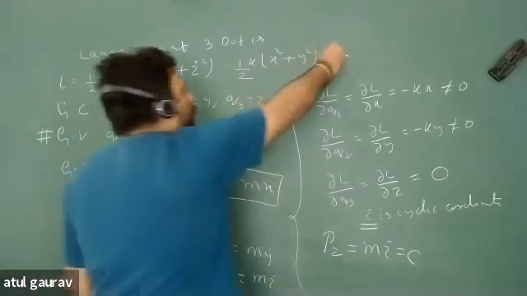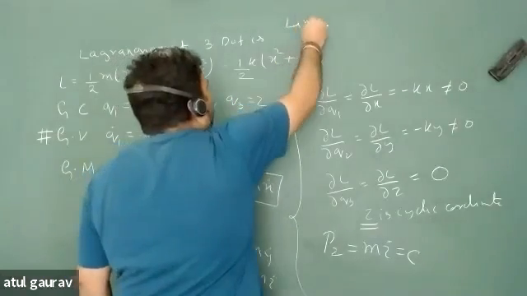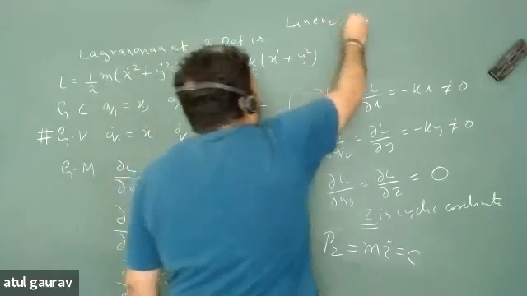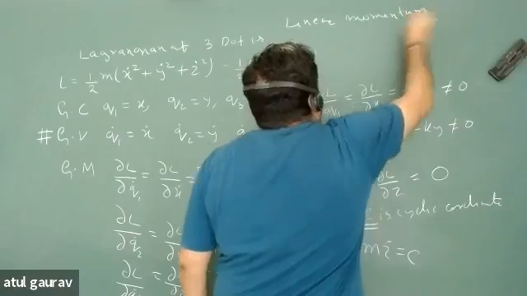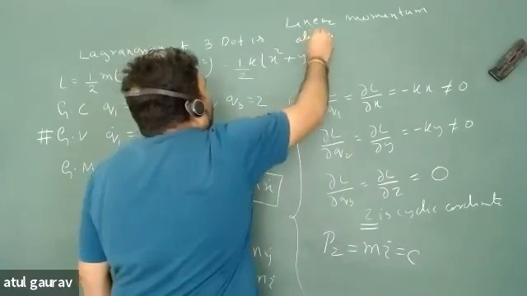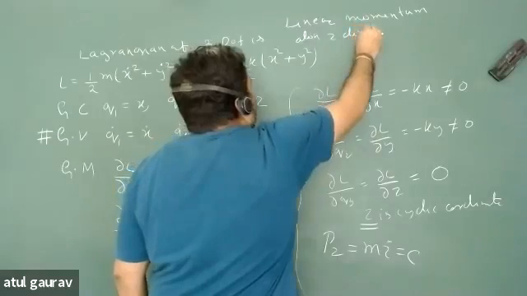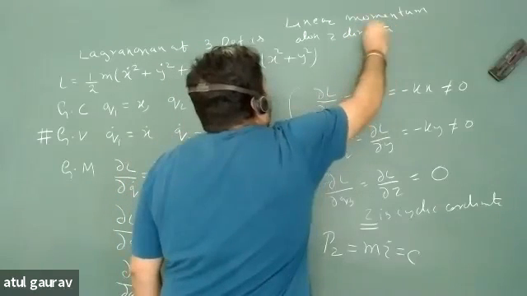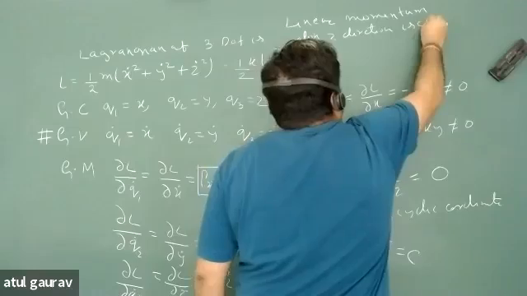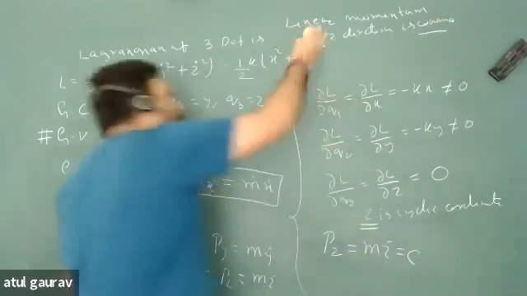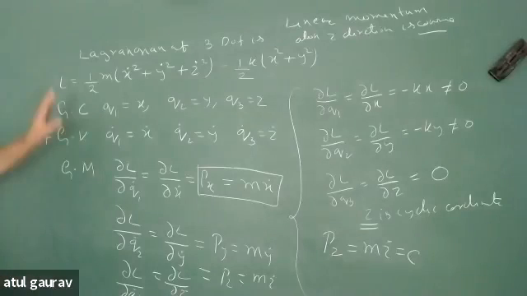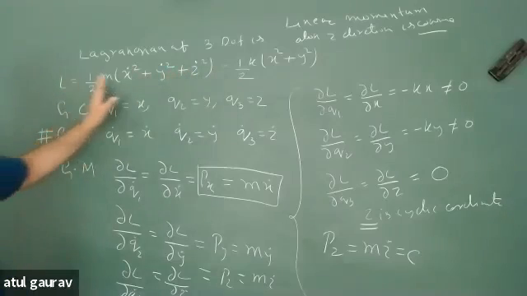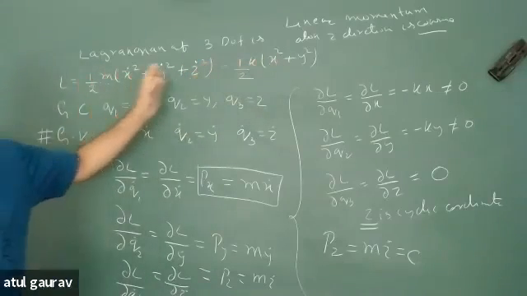So we have information that linear momentum along Z direction is conserved. Now, let me analyze why linear momentum in Z direction is conserved. Because you can see there is not any Z term in this Lagrangian.